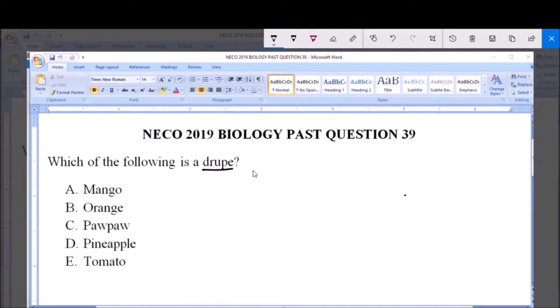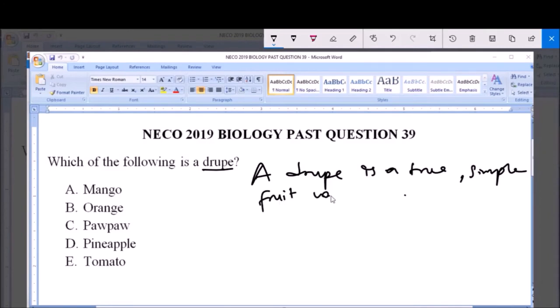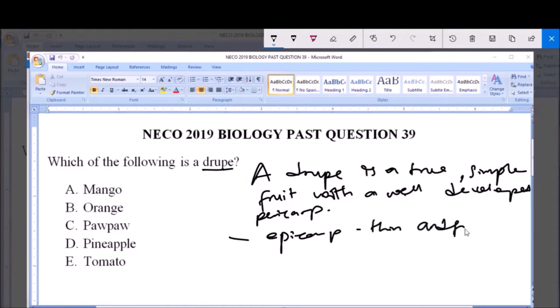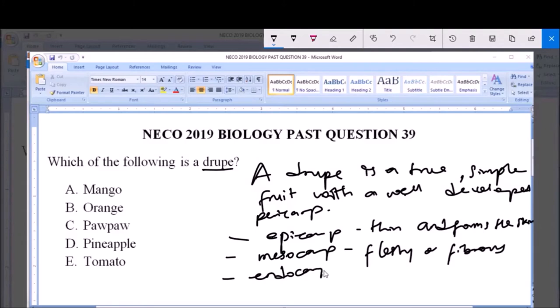Now, a drupe is a true simple fruit with a well-developed pericarp. A drupe has its epicarp thin, and it forms the skin. Its mesocarp is fleshy or fibrous. And then its endocarp is usually hard and woody, and encloses the seed.